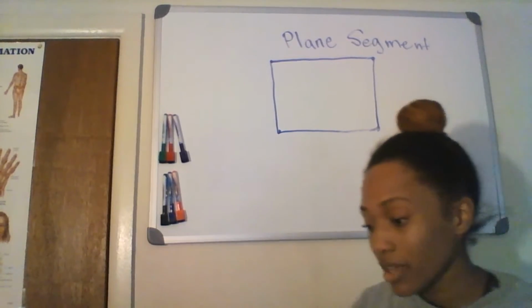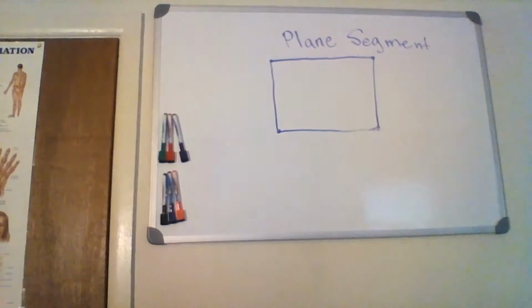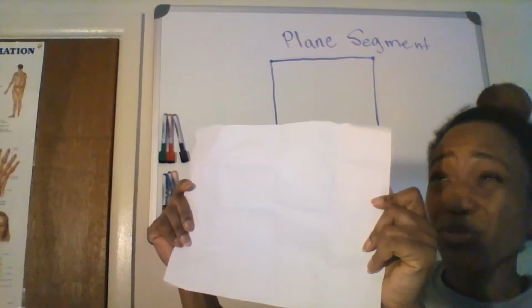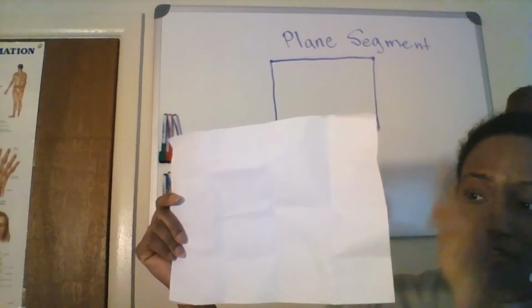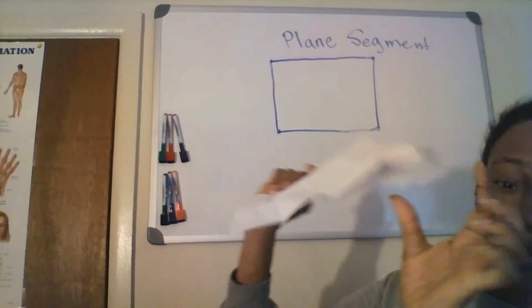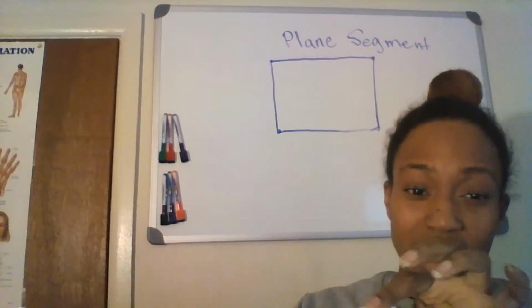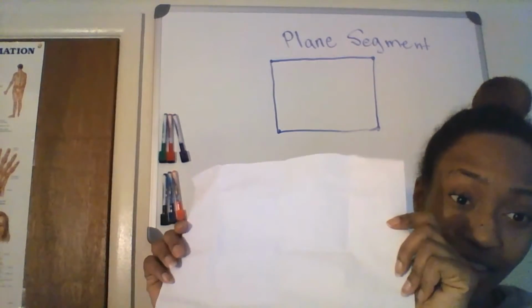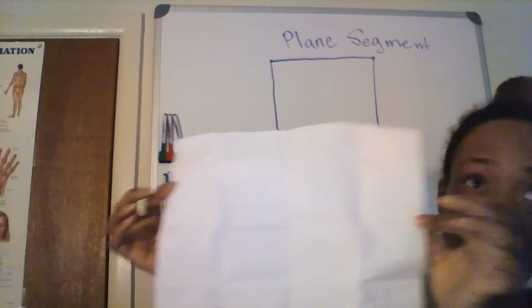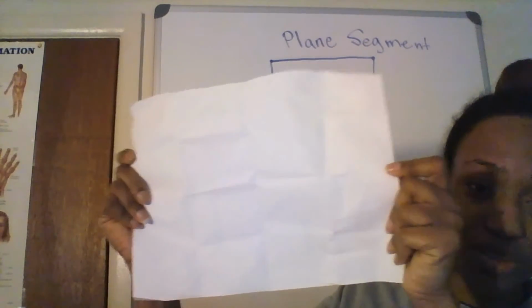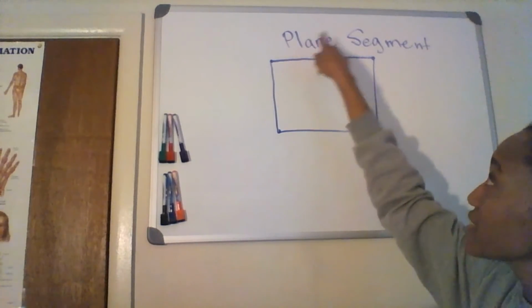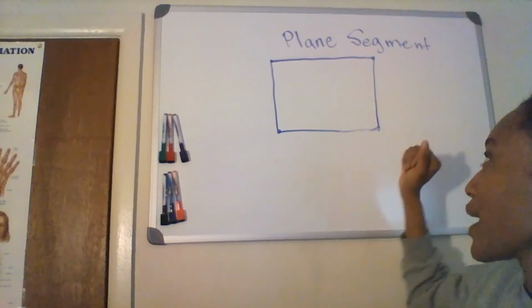And every day you encounter things like sheets of paper. Technically, a sheet of paper is a three-dimensional object because you have length, width, and although it's paper thin, it still has some type of depth. But we're just going to pretend that this is an infinitesimally thin object. So it's only a two-dimensional object for our purposes, okay? So a plane segment is bound by two dimensions.